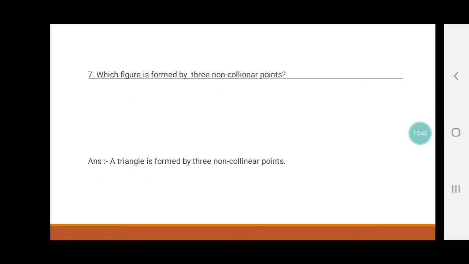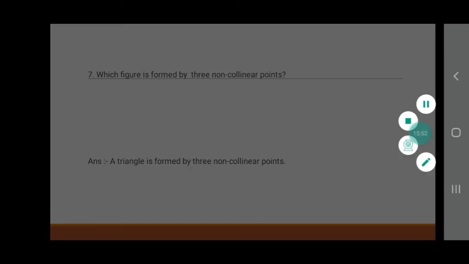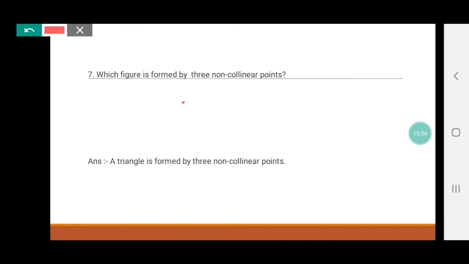Now which of the figures is formed by 3 non-collinear points? Now if I take 3 non-collinear points, 1, 2 and 3, and if I join them, what do I get? I get a triangle over there, right? So the figure so formed is a triangle. So my answer is a triangle is formed by 3 non-collinear points.